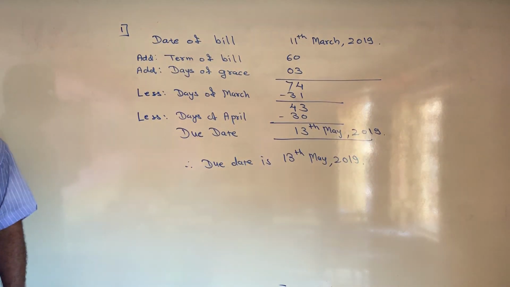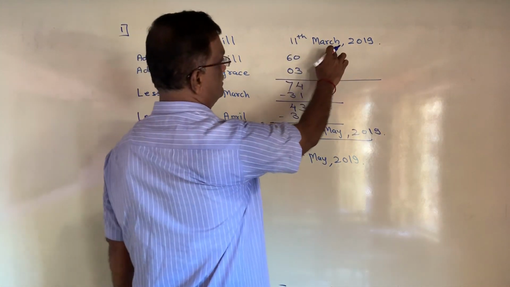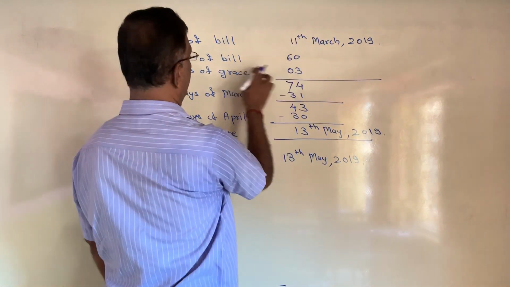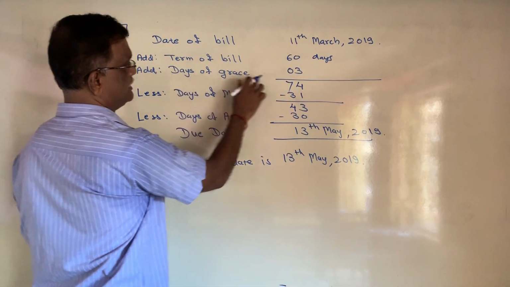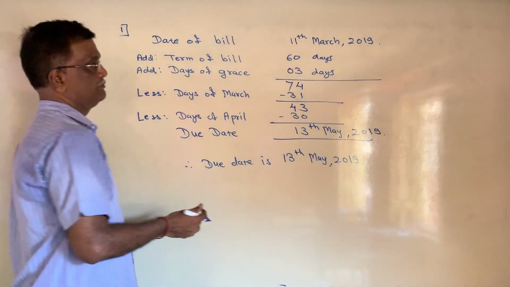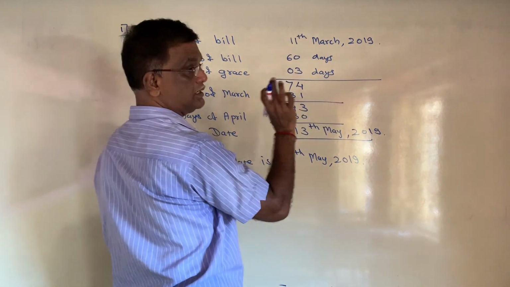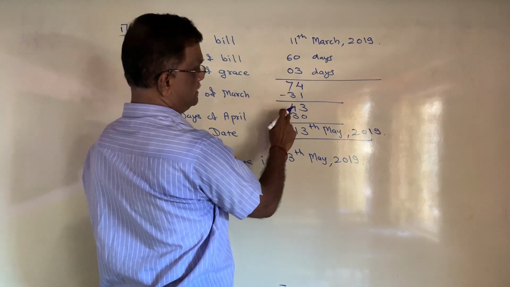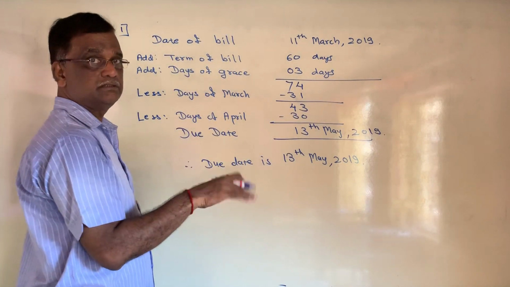2019. Okay? See correctly. Once again I repeat. This is the date of bill. Date of bill means the date on which the drawer draws the bill. In that you add the term of the bill, 60 days. Right? Then again you have to add 3 extra days of grace, additional days. Total you get 74. From that you deduct the total number of days in the month of March, 31. After deduction you get 43. From that 43 again you deduct the total number of days of April.